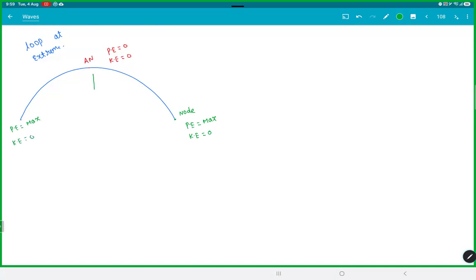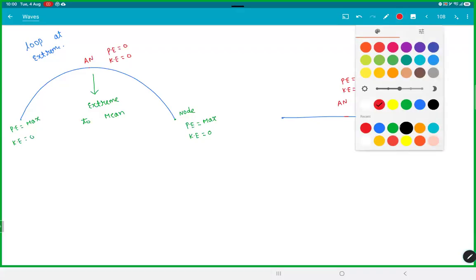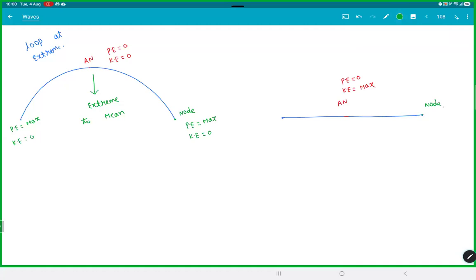Now, if the string is coming back from extreme to mean position, when the string becomes flat, now see what happens. At the antinode, the potential energy is still zero, but somehow you gained kinetic energy, maximum. At the nodes, potential energy became zero, kinetic energy also became zero. Means when you came from extreme to mean position, the nodes lost all the energy. Now from here, you will go from mean to extreme again.